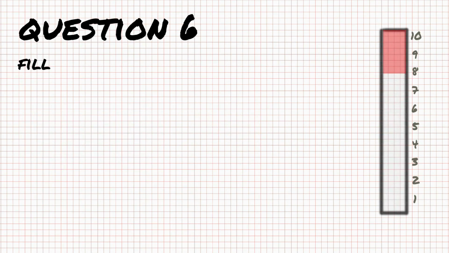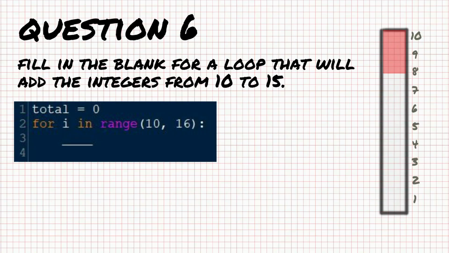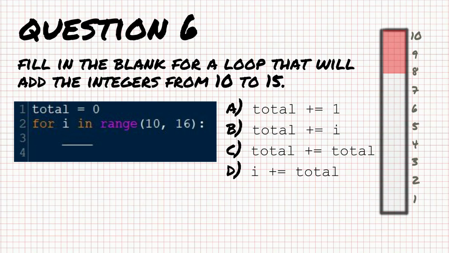Question 6. Fill in the blank for a loop that will add the integers from 10 to 15. Total equals 0. For I in range 10, 16, blank. Is it A, total plus equals 1, B, total plus equals I, C, total plus equals total, or D, I plus equals total?